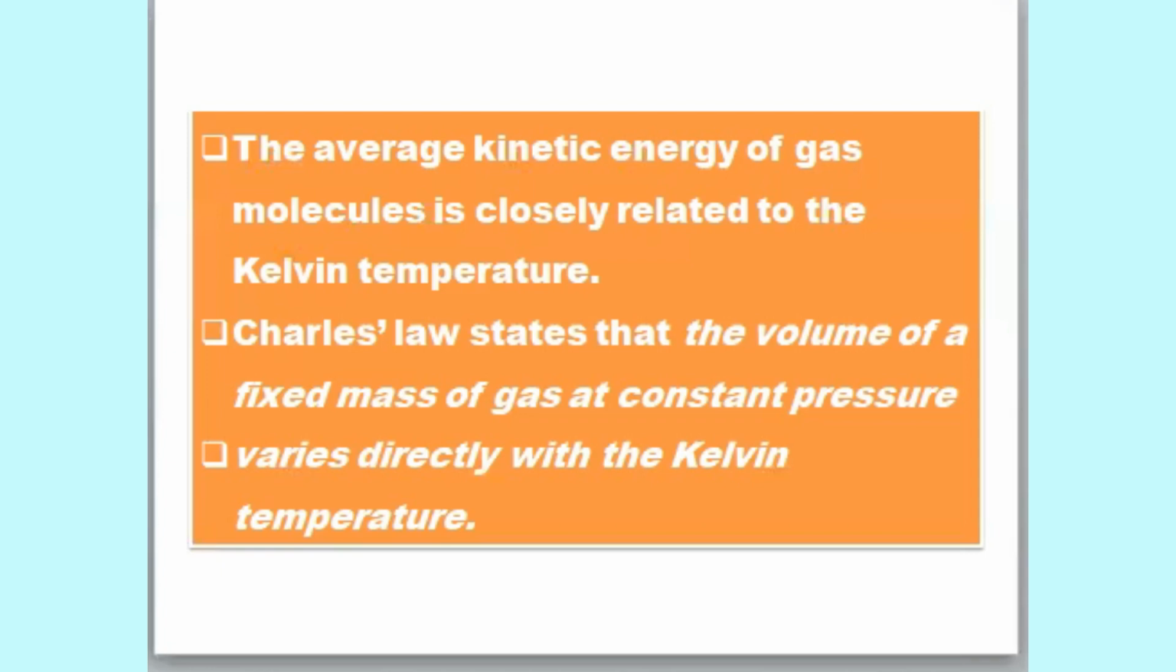The relationship between Kelvin temperature and the volume of a gas is known as the Charles law. Charles law states that the volume of a fixed mass of gas at constant pressure and amount of gas varies directly with the Kelvin temperature.